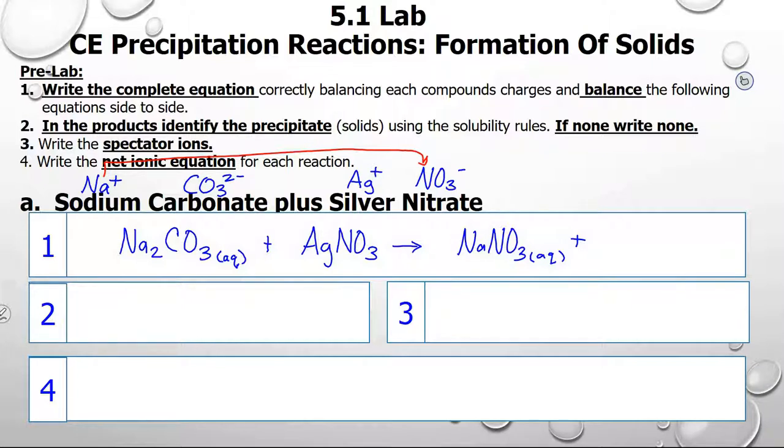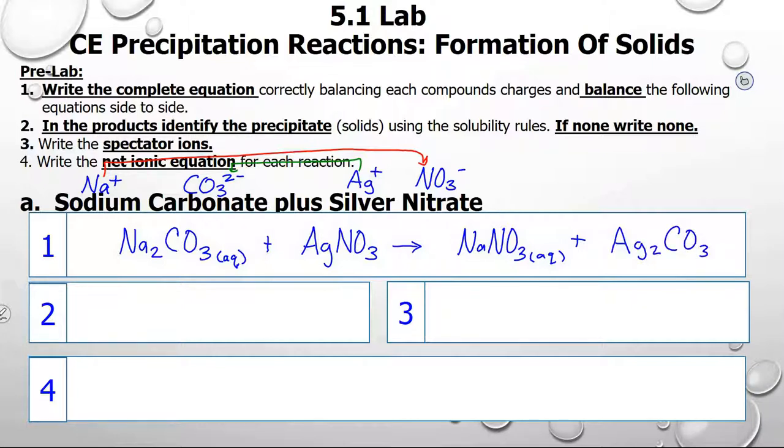The next ones we want to do are silver with carbonate. So we did the outsides, now we're doing the insides. Always write your positives first. So the silver is a +1 and carbonate is a -2. So we're going to need 2 silvers to go with 1 carbonate.